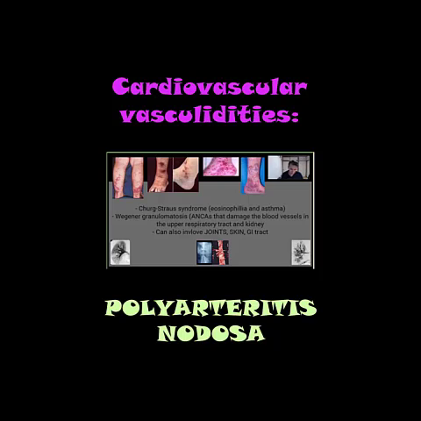the skin. Wegener granulomatosis features ANCAs that damage blood vessels in the upper respiratory tract and kidney. However, it can also involve joints, skin, and the GI tract. So what complications may be seen in polyarteritis nodosa?